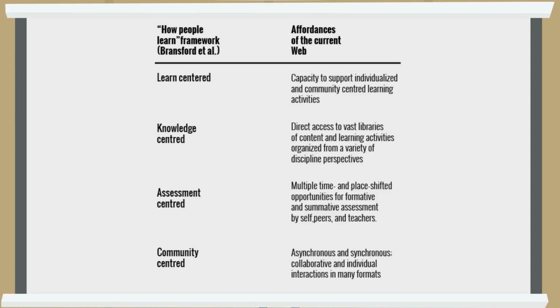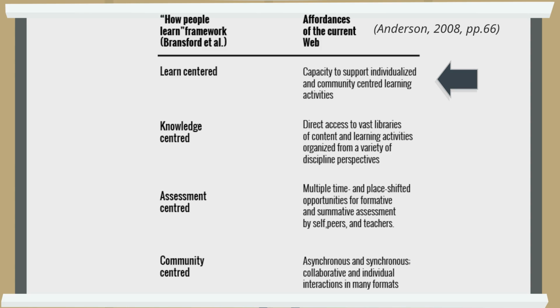The HPL framework includes 4 principles used in the design of a course establishing an effective learning environment. These 4 principles are called learner-centered, knowledge-centered, assessment-centered, and community-centered learning. Learner-centered focuses on including the strengths and interests of the students to assist in building connections between their past skills and knowledge with the new information from the course content.